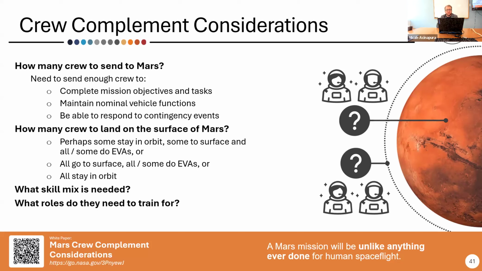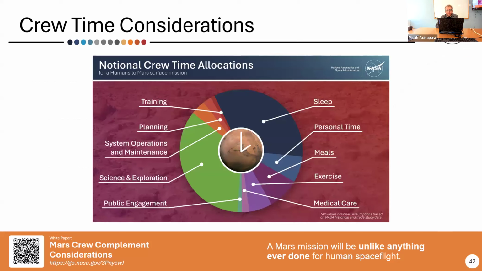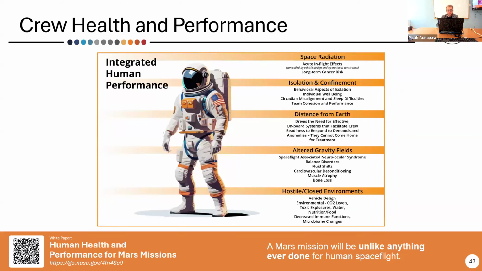And also, what's the right skill mix that's needed? You think about, like in Star Trek, you have your away mission, these different people with different skills. What does that skill set look like? And what roles do people need to train for? All of these things are actively under consideration. And what are some of the crew time considerations? How do people sleep? Personal time, science, exploration, public engagement. What's this breakdown? This is all open for debate.